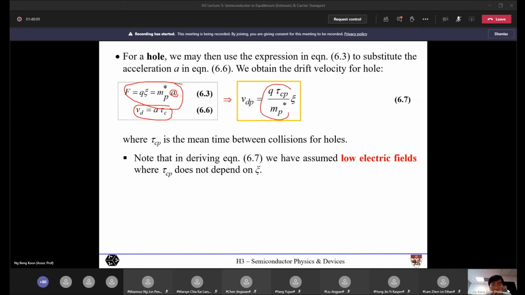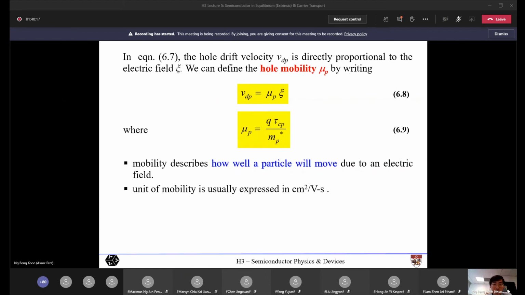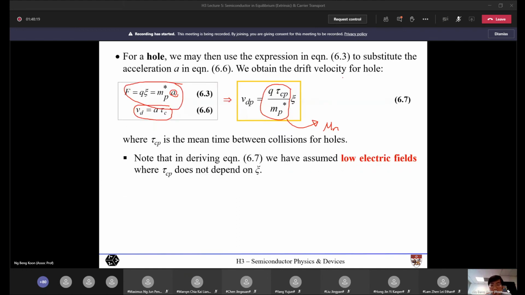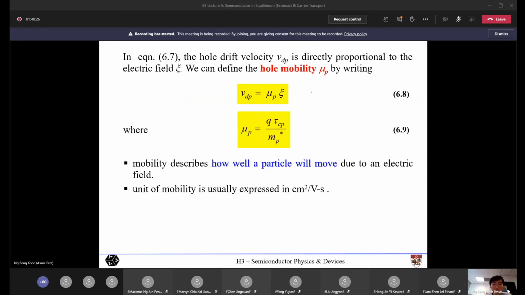All right. So in fact, we can lump this together into a single term. We lump this together and we call this mu p, because we're dealing with holes. This mu p is what we call the mobility of the hole, and your drift velocity of the hole is just the product of the mobility with the electric field.